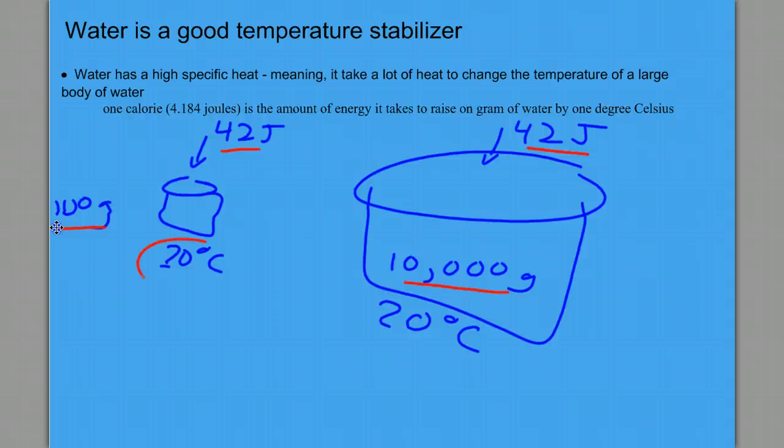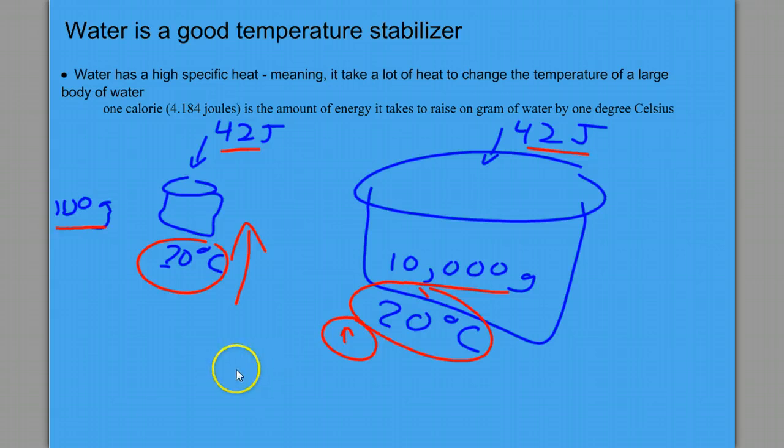What's going to happen to the change in temperature in these 2 bodies of water? Well, certainly the change in temperature here is going to be much, much greater than the change in temperature here. In fact, we may not notice any change in temperature here. It would be so small. Why is that important? Well, if our bodies are mostly made of water, it means our body temperatures don't change too quickly with the input of heat.